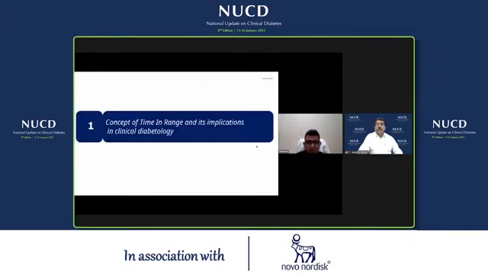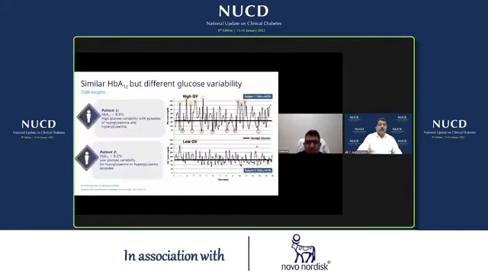And this is the first topic in my agenda: the concept of time in range and its implication in clinical diabetology. You must have seen this slide in recent years, especially after the advent of AGP, CGM. So what it tries to tell you is that even if two different patients have the same HbA1c, the story behind the glycemic control status is not the same.